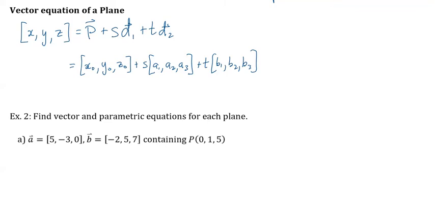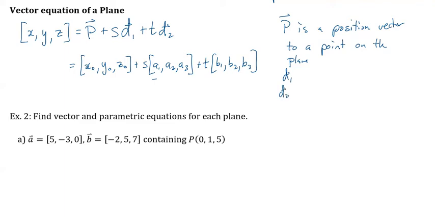P is a position vector to a point on the plane, and direction vector 1 and direction vector 2 are, like we said before, vectors parallel to the plane and not each other. Any questions?